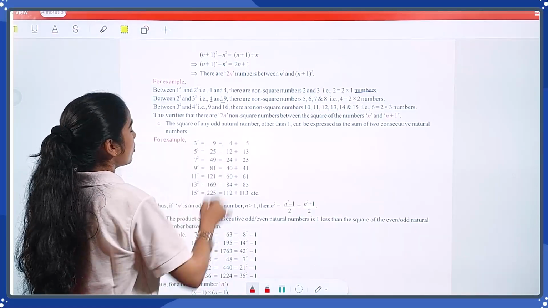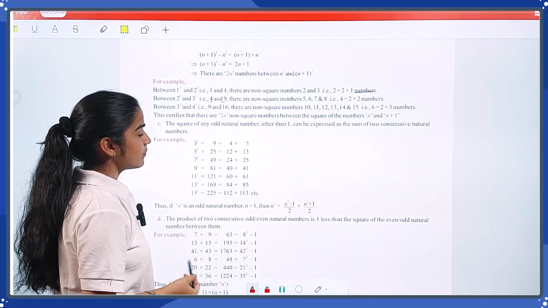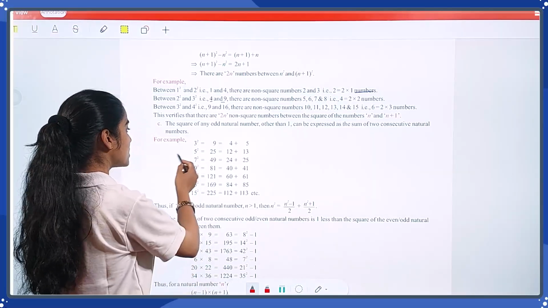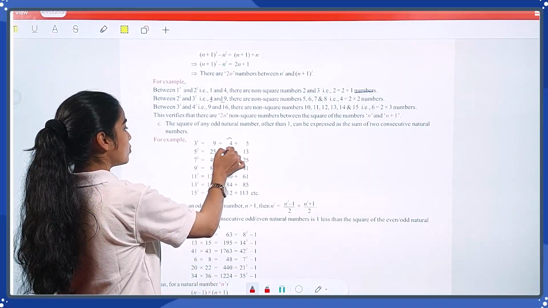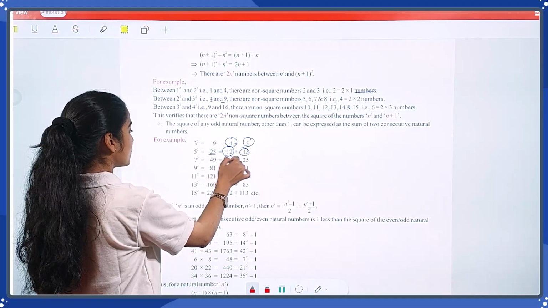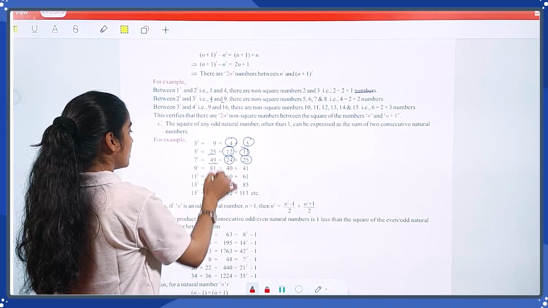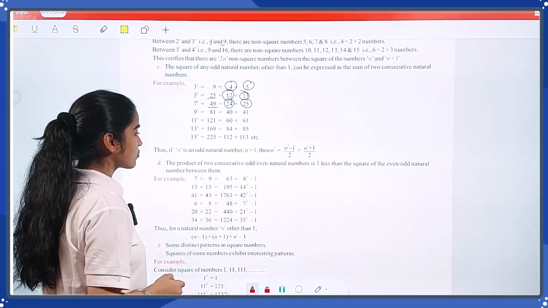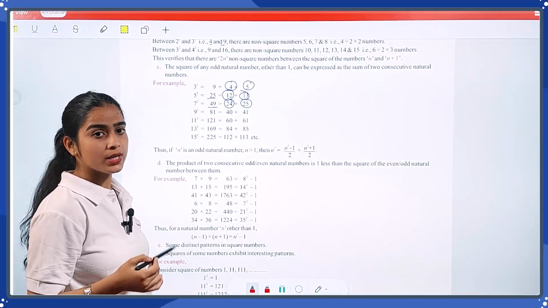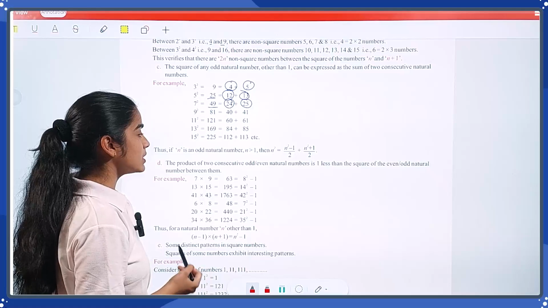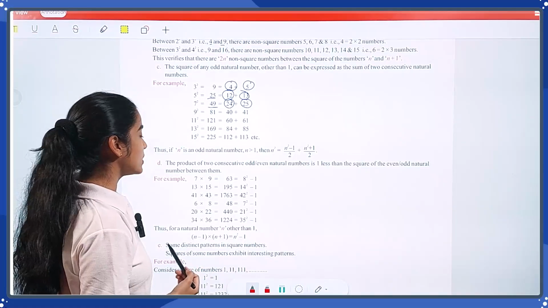The square of any odd natural number other than 1 can be expressed as the sum of two consecutive natural numbers. 3 square is 4 plus 5. Two consecutive numbers, 25 plus 24 is 49. Thus, if n is an odd natural number, n is always greater than 1, then n square is equal to (n square minus 1) divided by 2 plus (n square plus 1) divided by 2.